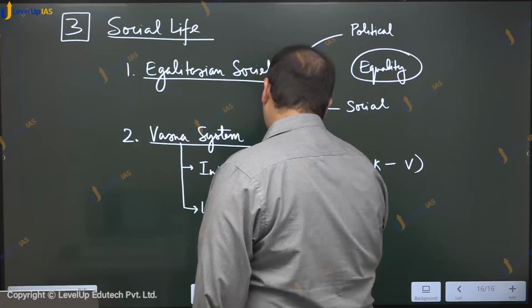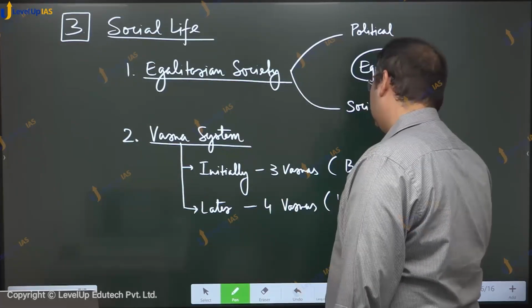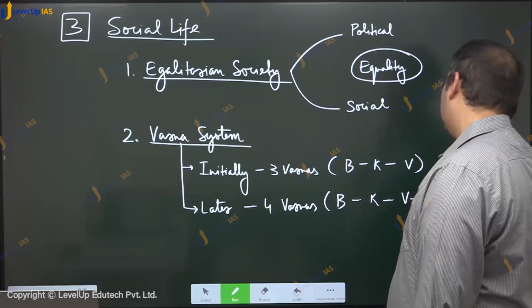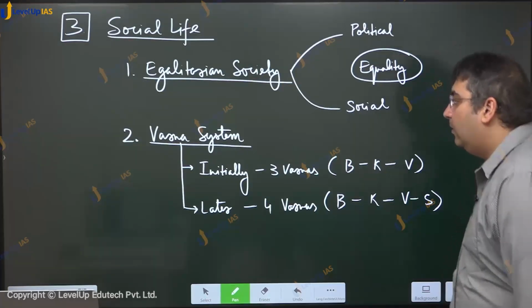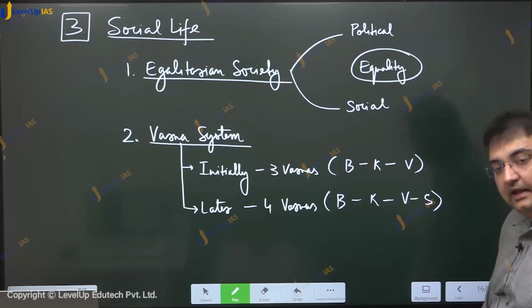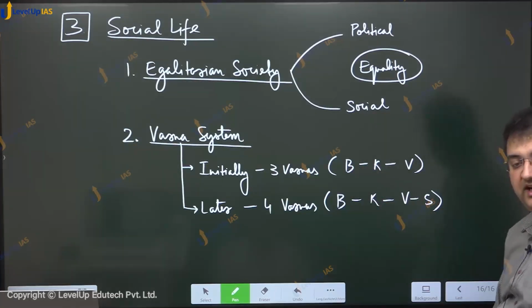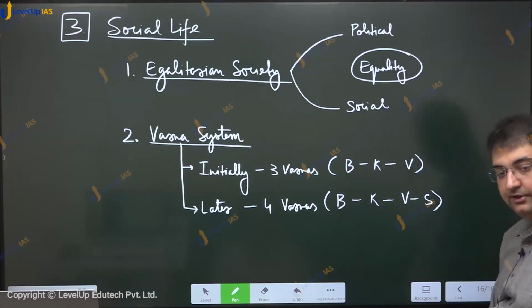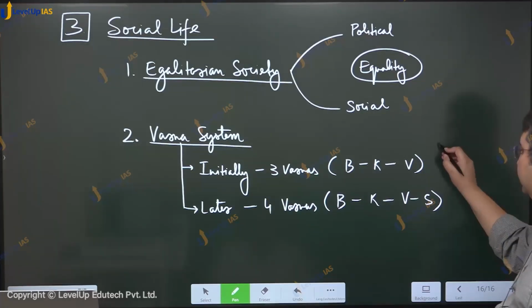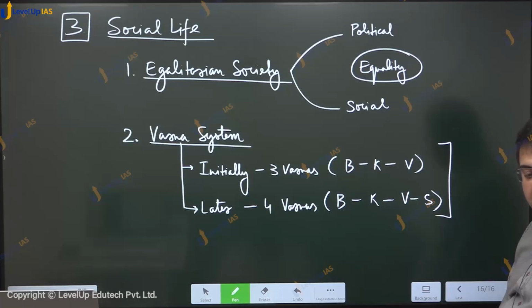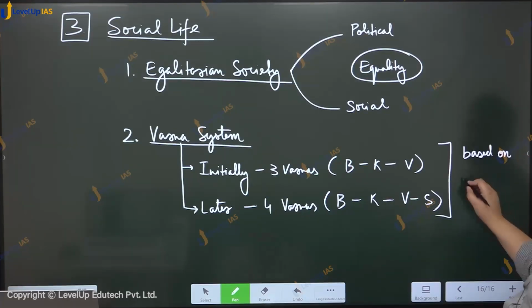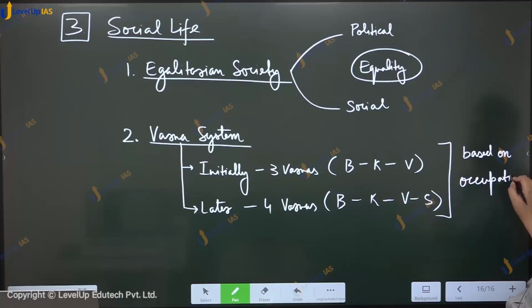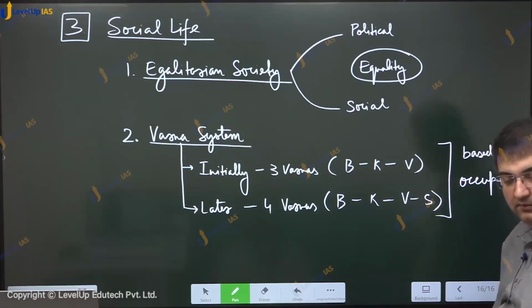Later, four varnas emerged. A new one, that is Shudra Varna, was added. What was the basis for the classification of people into these varnas? On what basis were they divided? Was the basis purely social or was it economic or political in nature? It was based on economic differentiation. The four varnas represented different occupational groups. Right?